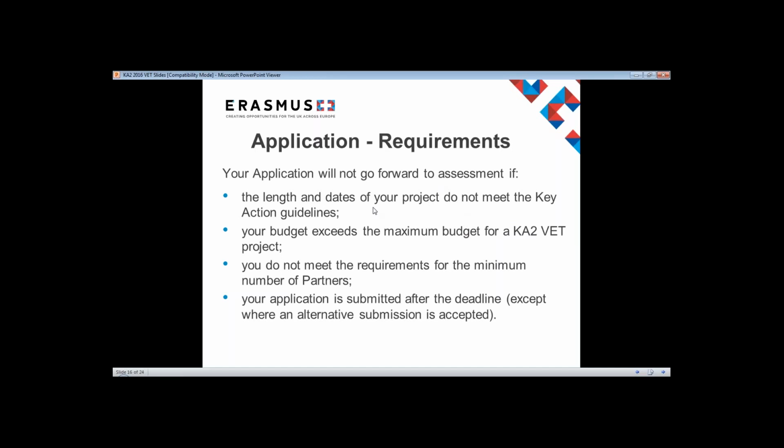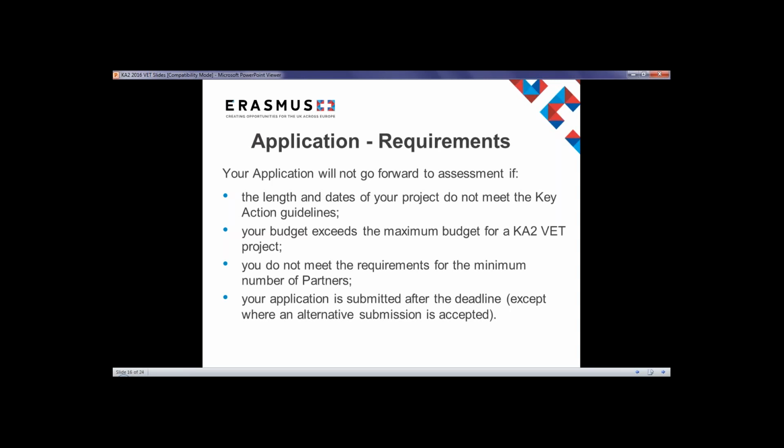So once we have received your application, we will check its eligibility. Your application will not go forward to assessment if your start and end date as well as the project duration are not in line with the criteria specified in the program guide on page 113, or if your budget requested from Erasmus Plus is more than the maximum, or if you do not have the minimum number of program country partners, or if you submitted your application after 11 AM on 31st of March 2016.